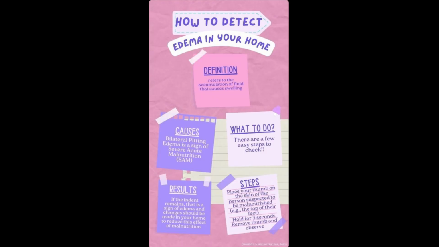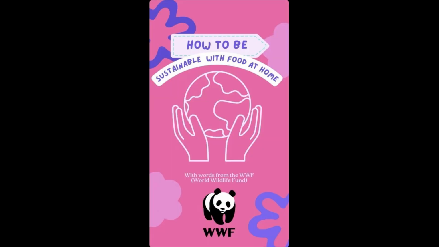I also provided my audience with insight on how to detect any edema at home. This affects world hunger because now they can test for edema at their home and educate their peers. If edema occurs, it could possibly mean the person has severe acute malnutrition, SAM. Lastly, I provided examples and methods on how to be sustainable with food at home. I found that this would be the most beneficial because people could directly apply this in their homes and would apply to every household.